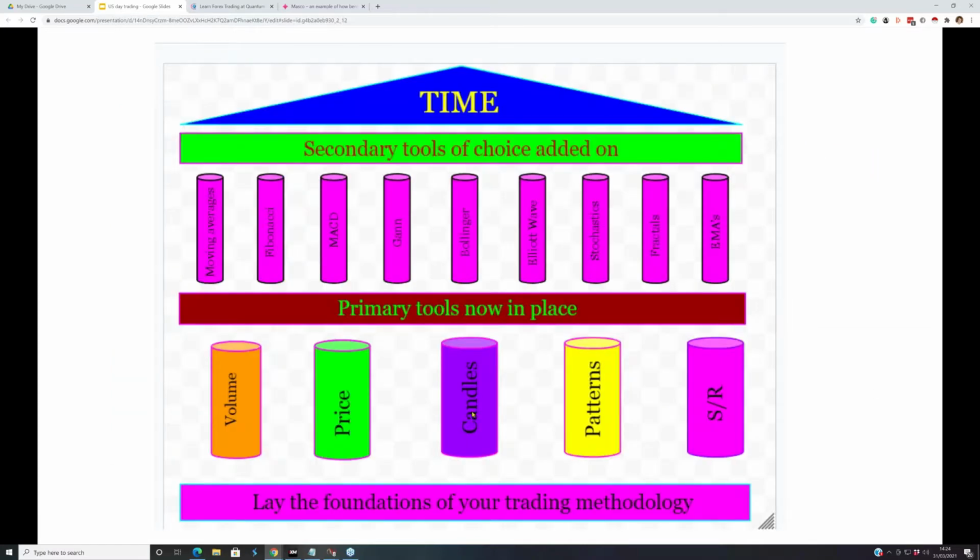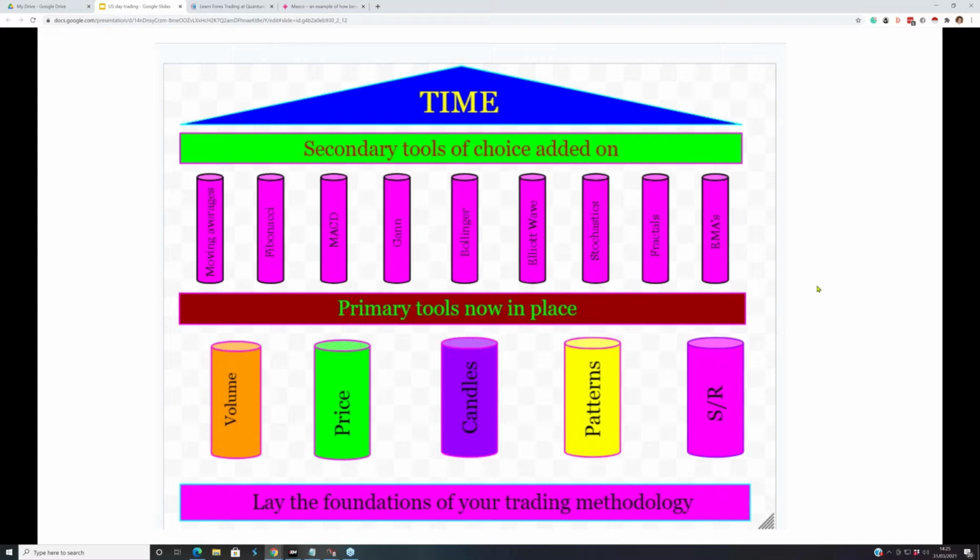You've got volume, price, candles, candle patterns, and probably the most important elements after volume and price are support and resistance, those areas on the chart that are created where price is either going to pause or actually going to reverse. And on top of that, you can add your indicators, standard indicators, the ones that are on your platform. We've developed our own to support this methodology.